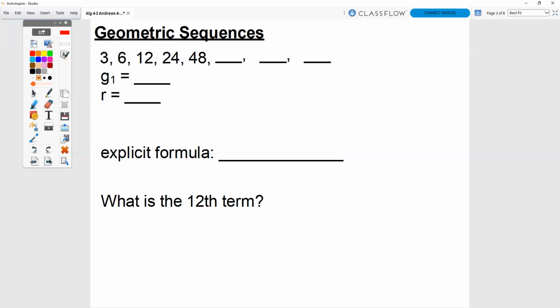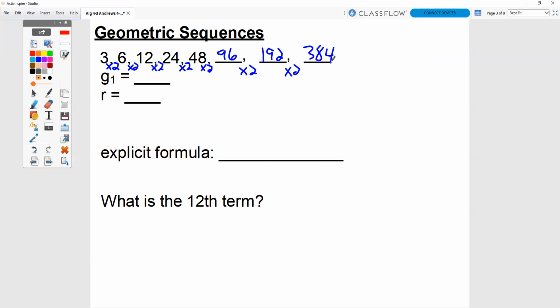When we take a look at the first geometric sequence, we have 3, 6, 12, 24, 48. What are we doing each time? Well, to get from 3 to 6, I'm multiplying by 2. 6 times 2 is 12. 12 times 2 is 24. 24 times 2 is 48. So we're multiplying by 2 each time. Very common question is to find the next 3 numbers in the sequence. So if we keep on multiplying by 2, the next number would be 96. Multiply by 2 again, the next number would be 192. Multiply by 2 again, the next number would be 384.